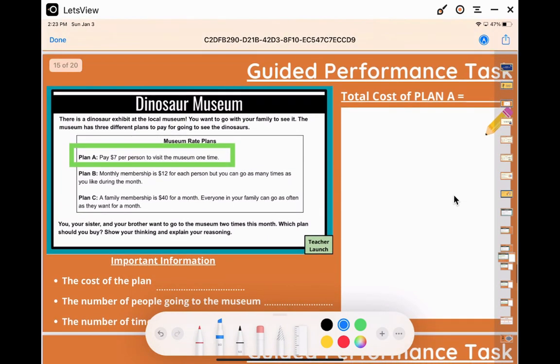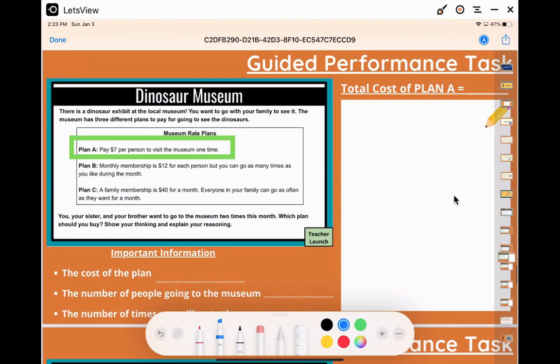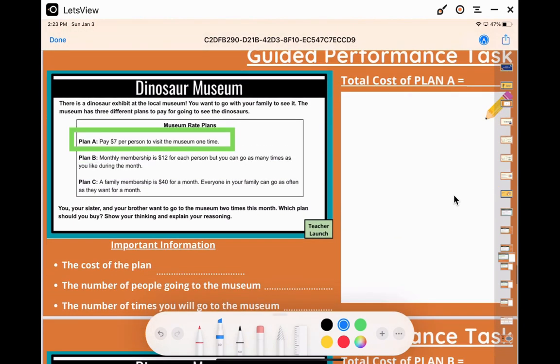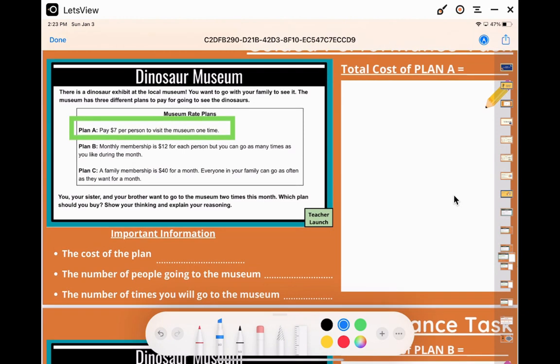So now it's time to do that, guys. Pull out your pencils. I'm about to start writing. I need you to write too. So we are going to start, guys, by talking about plan A, because in order for us to figure out which plan is the best, we have to know how much each plan is actually going to cost us. So I have plan A here for you.